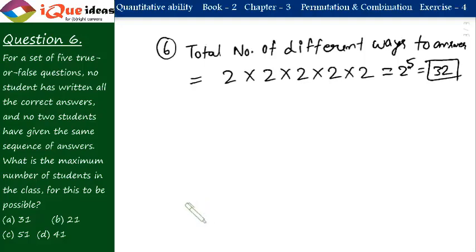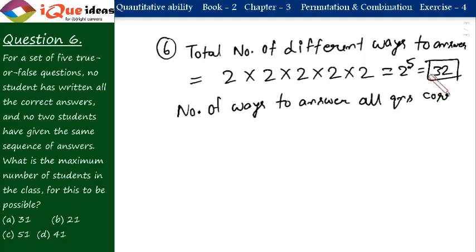Now these 32 ways include a possibility in which all the questions have been answered correctly, but there is only one possibility wherein all the questions can be answered correctly. So I'll write the number of ways to answer all questions correctly. For the first question, the number of ways to answer correctly is 1, second is 1, third is 1, fourth is 1, fifth is 1, so it is 1 raised to the power 5, which is 1.